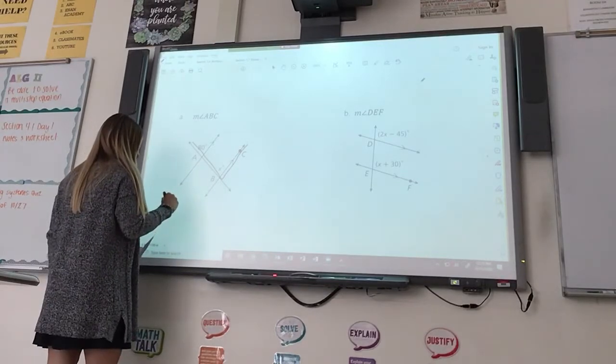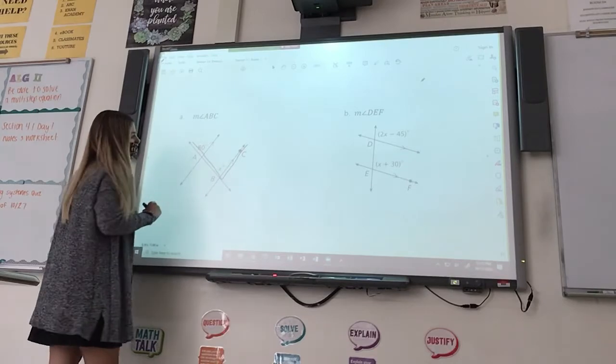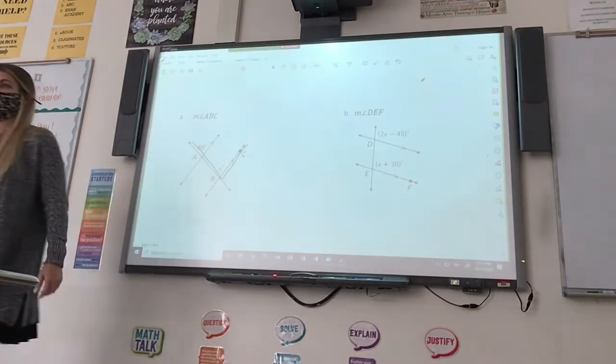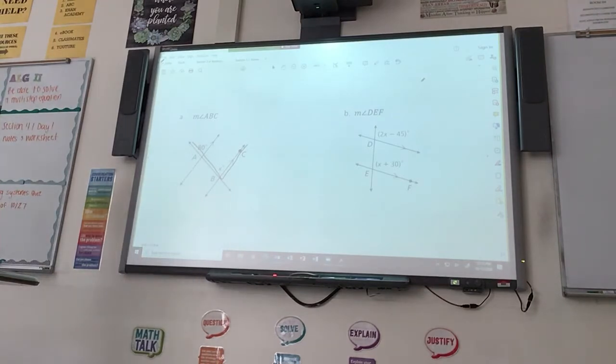Hold on. Something's plane. Linear plane. No, what? We've never said that in this class ever. I have no clue. What type of angles are these? We just reviewed this yesterday. Who was paying attention? Obviously not.